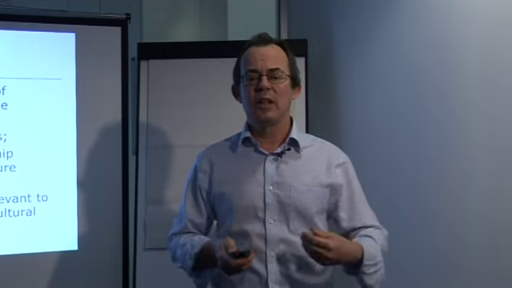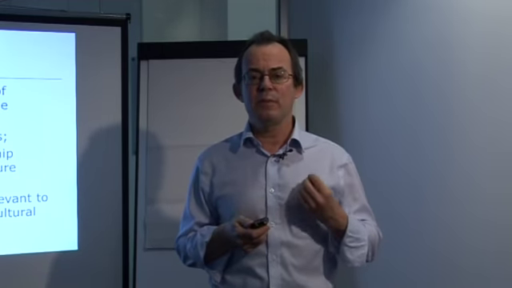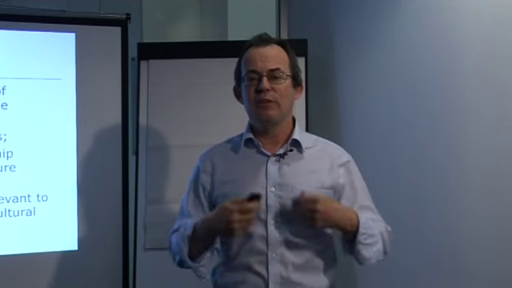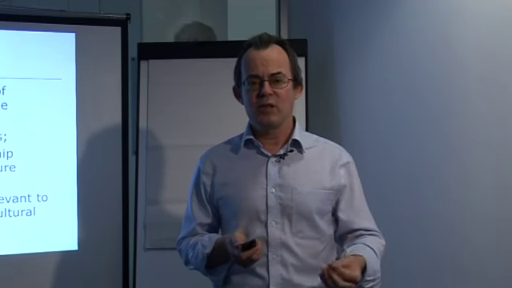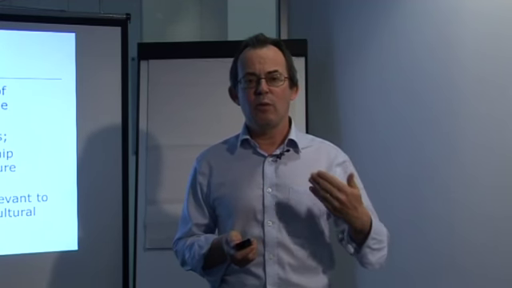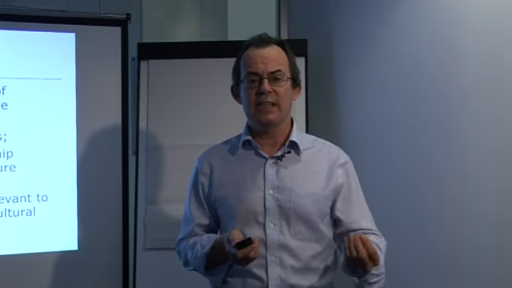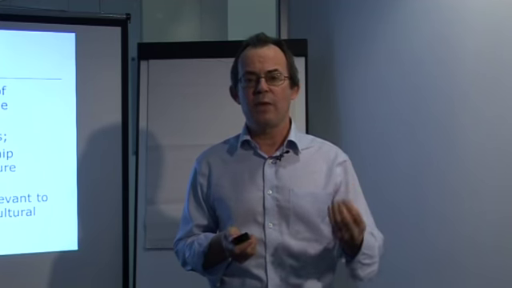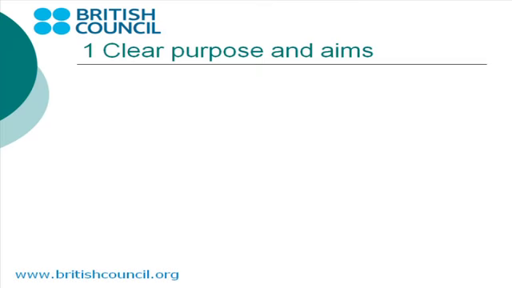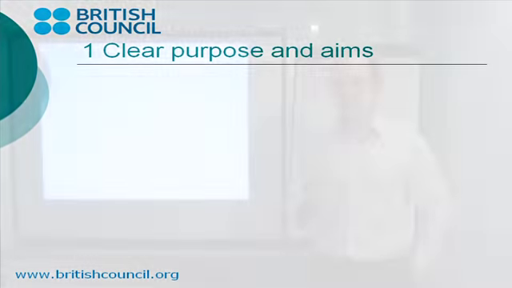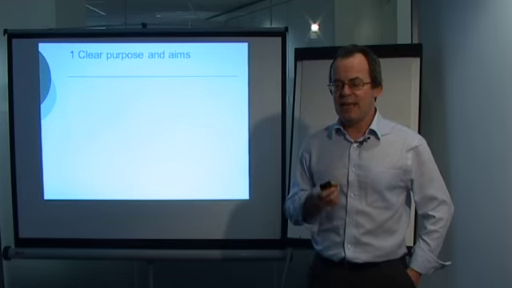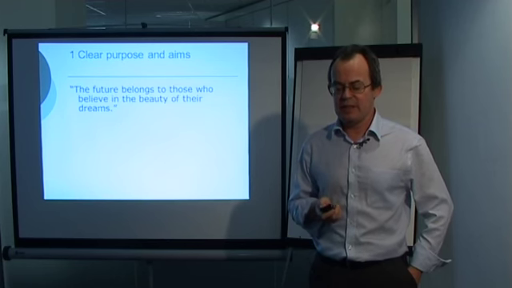In other words, the contexts within which teachers operate vary, and through establishing branches, we can make sure as much as possible that what we are providing in those branches is meeting the needs of the local teachers of that particular region. So, the first essential for any branch is to have clear purpose and aims.